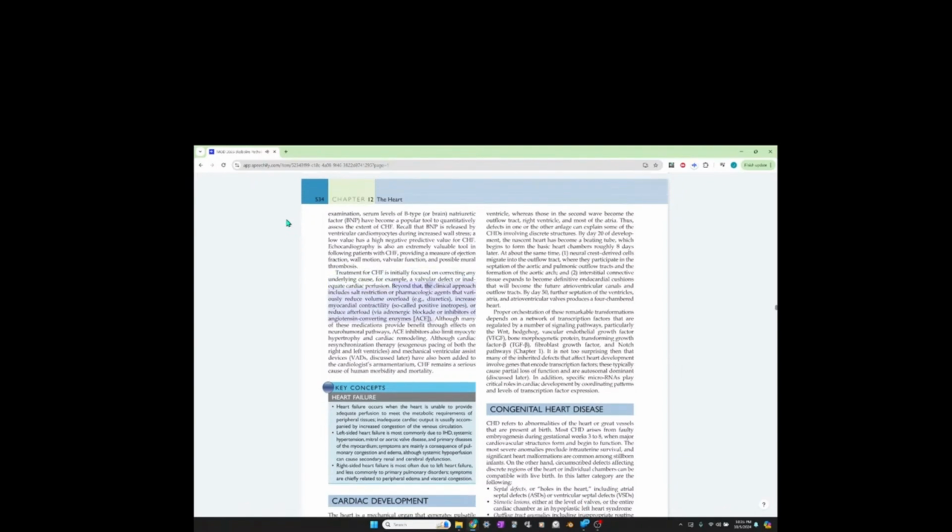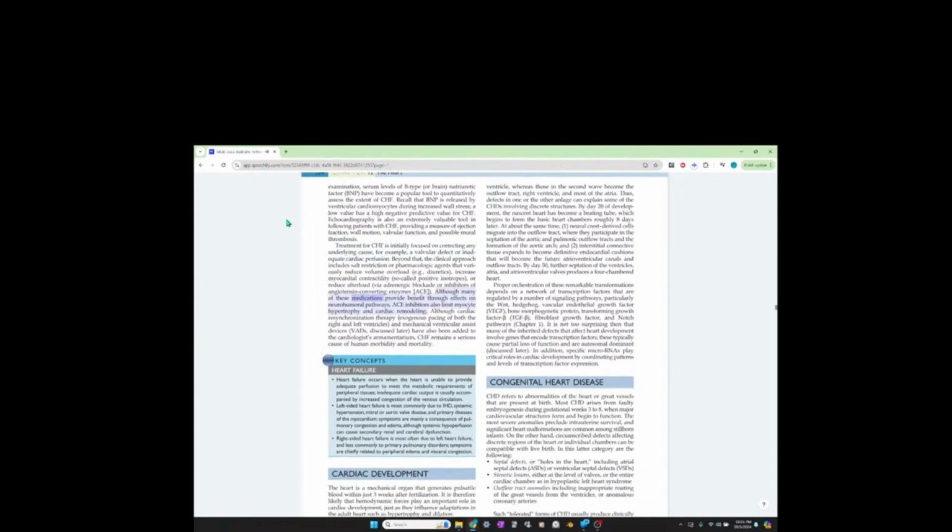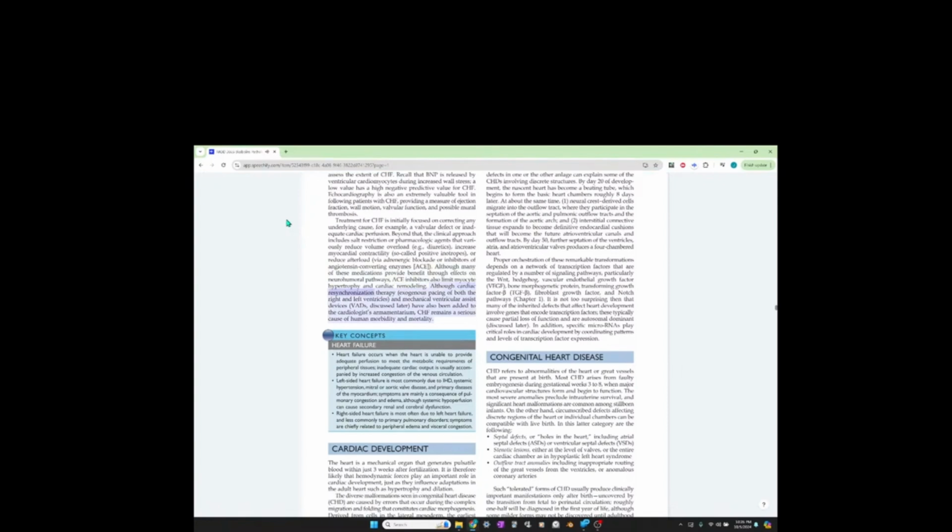Treatment for CHF is initially focused on correcting any underlying cause, for example, a valvular defect or inadequate cardiac perfusion. Beyond that, the clinical approach includes salt restriction or pharmacologic agents that variously reduce volume overload, increase myocardial contractility, or reduce afterload. Although many of these medications provide benefit through effects on neurohumoral pathways, ACE inhibitors also limit myocyte hypertrophy and cardiac remodeling. Although cardiac resynchronization therapy and mechanical ventricular assist devices have also been added to the cardiologist's armamentarium, CHF remains a serious cause of human morbidity and mortality.